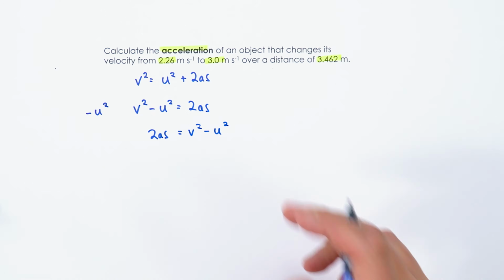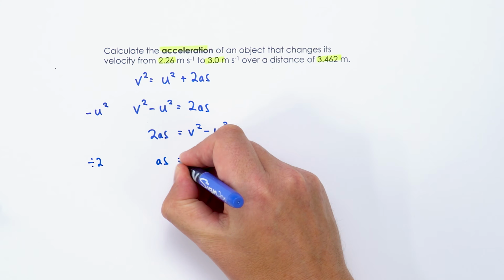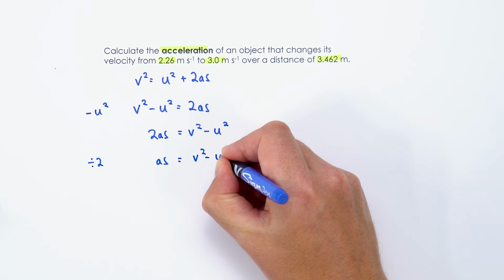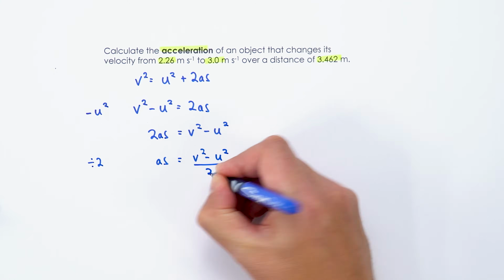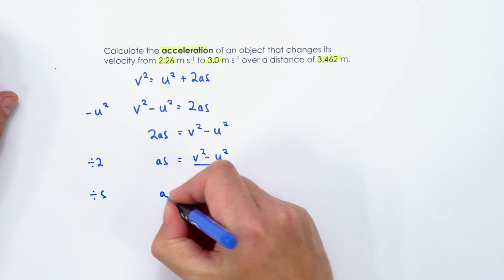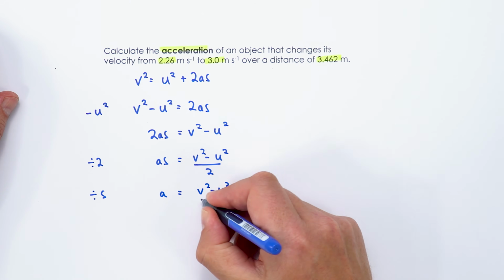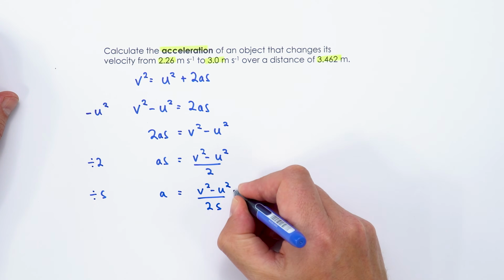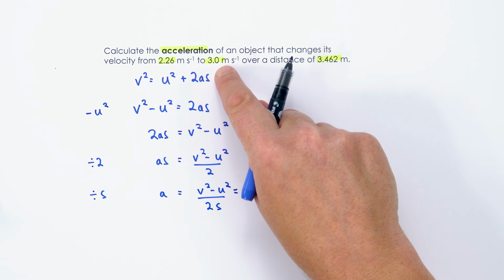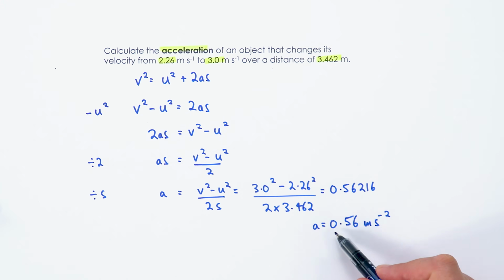I can now divide both sides by 2 to say that as is equal to v squared minus u squared over 2, and then we're going to divide both sides by s to say that a is equal to v squared minus u squared divided by 2s. And we can now put in the numbers from up here and then work out the answer. And that means the acceleration is 0.56 meters per second squared.